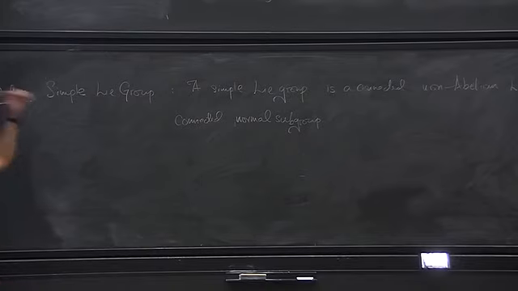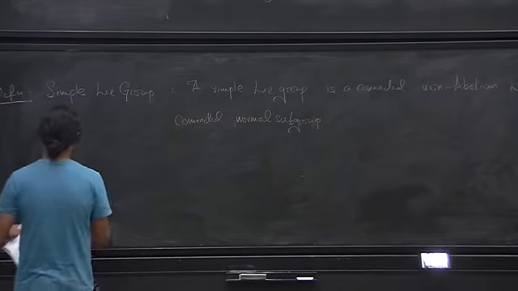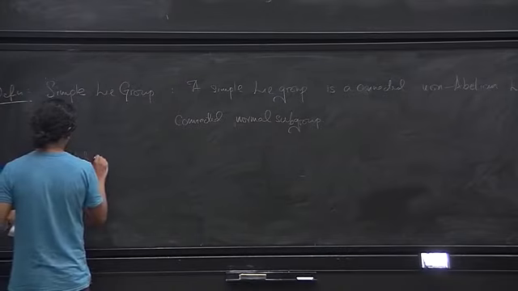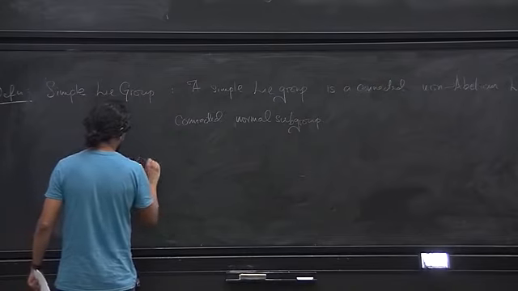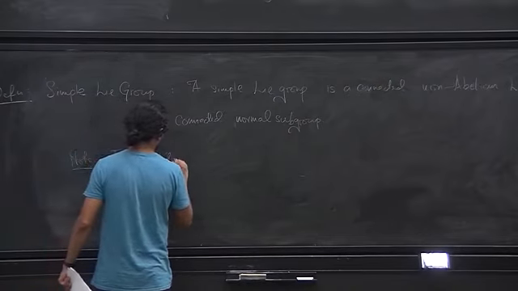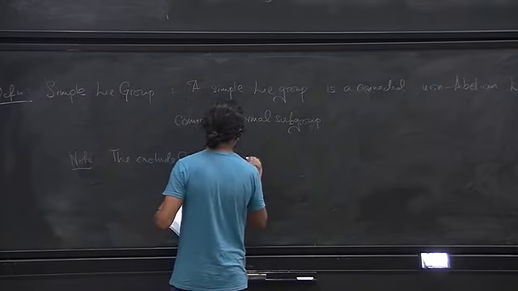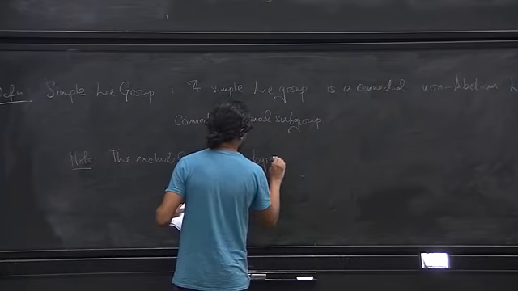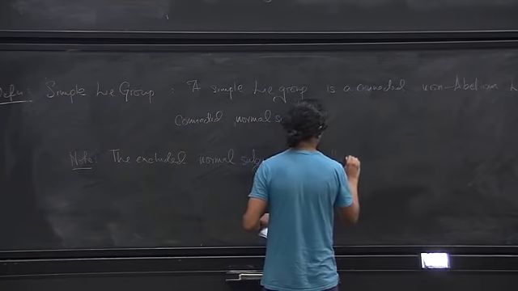Although, sorry, if you talk about compact groups, then SO4 would be an example which is not simply connected. We'll see that. Okay, so there's an important note. The excluded normal subgroups are Lie groups themselves.